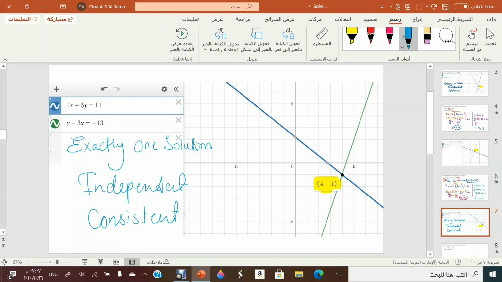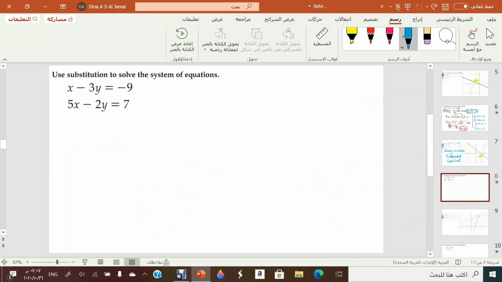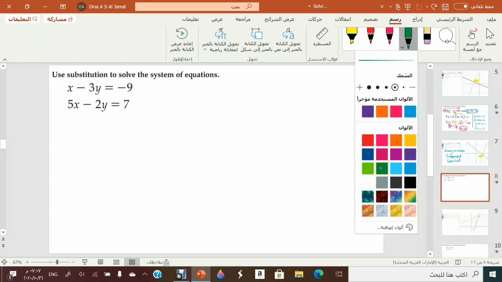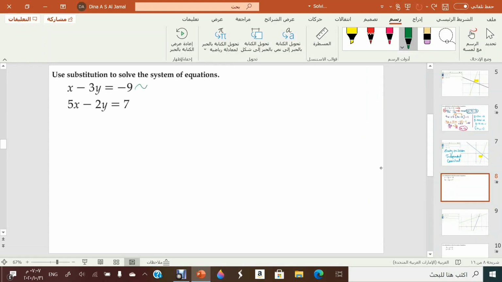Now let's see, am I always going to keep y alone? Let's see in this question. We have a system of equations and let's check the coefficients. This one has a coefficient of 1, so it is easier to keep x alone this time. So it's not always that you will be keeping y alone. So let's focus on equation number 1.